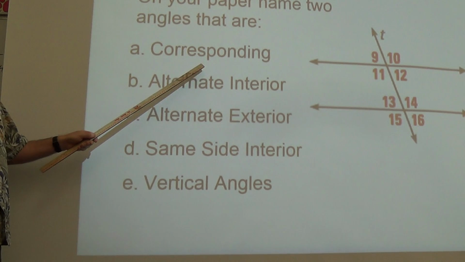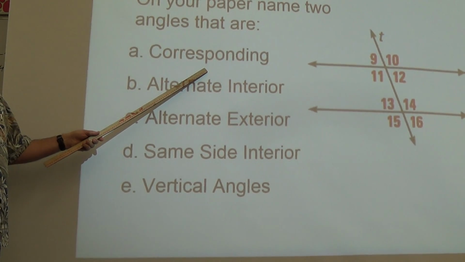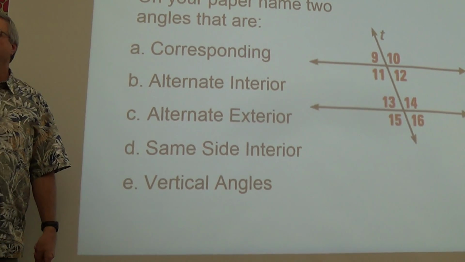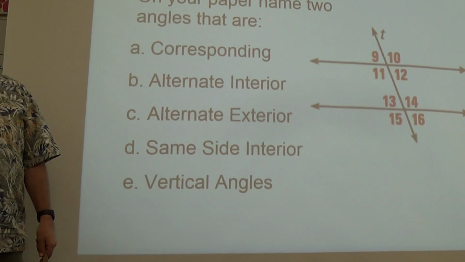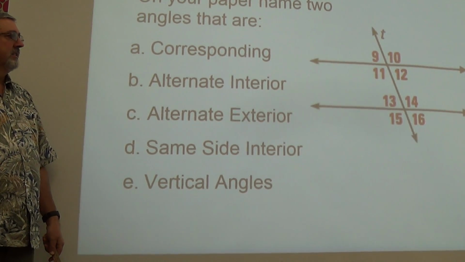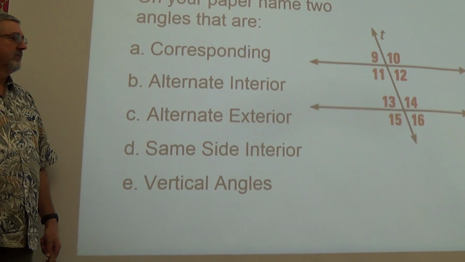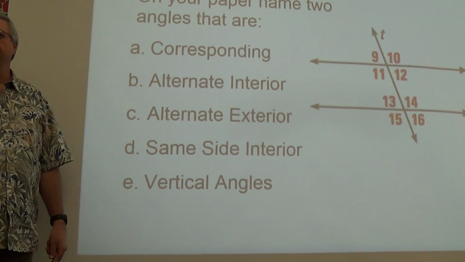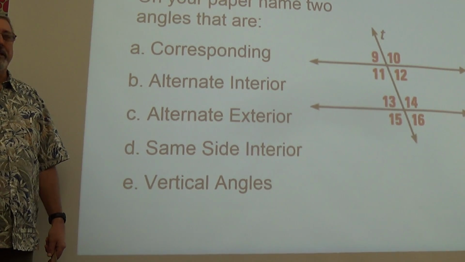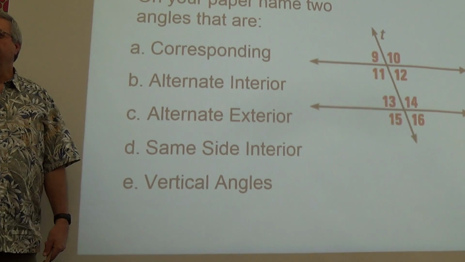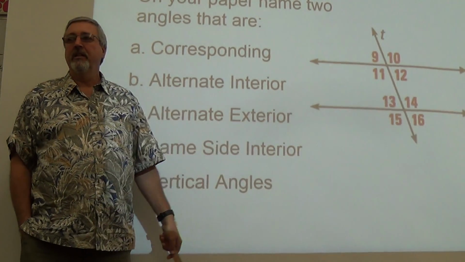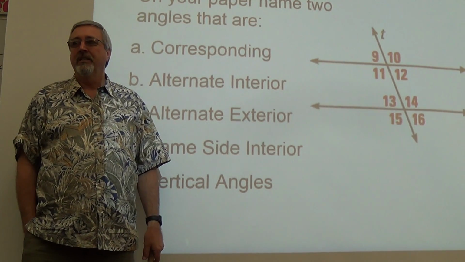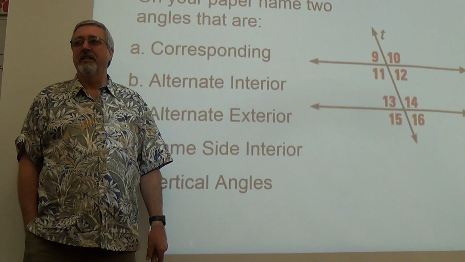Chaz, give me a set of corresponding. 10, 16. Okay, did you read the definition again? Yes, I read the definition. What did it say? Read it to me, please. The definition says, if two parallel lines are cut by a transversal, then the corresponding angles are congruent. Did it give you an example of corresponding angles? Yeah. Okay, which ones are they? 8 and 4. Does 8 and 4 look like 10 and 16? Yeah. Look closely. 8 and 4. Do they look like 10 and 16?